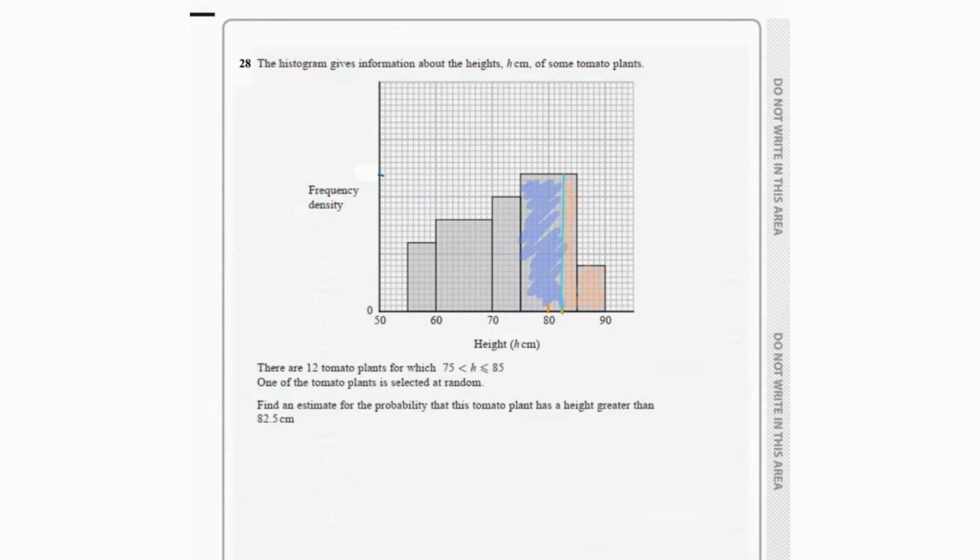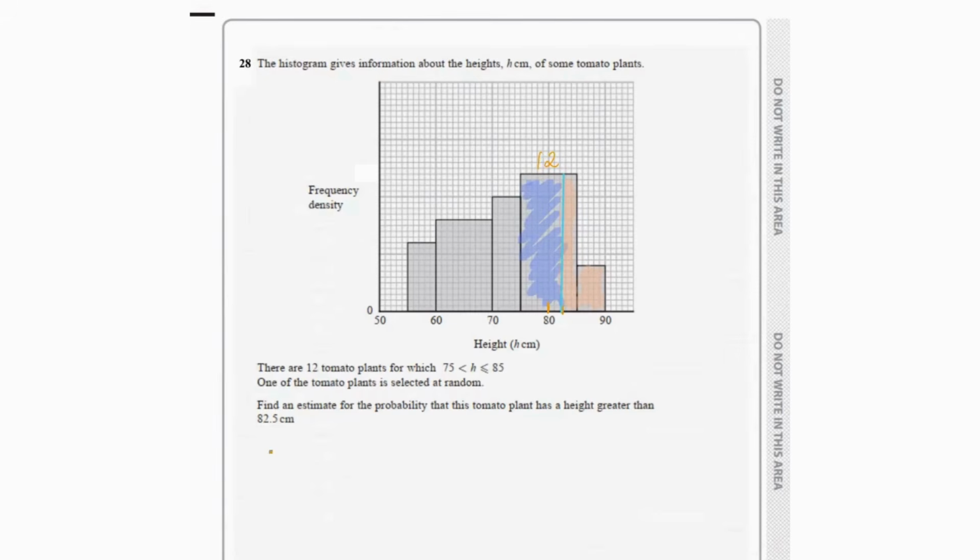First we need to figure out how many tomato plants are in each of these bars. We know this is 12. So 12 is the frequency for this entire bar from 75 to 85. Using this 12, we'll figure out the scale for the frequency density. Once we have that for the y-axis, we will use it to figure out the entire scale of the y-axis.